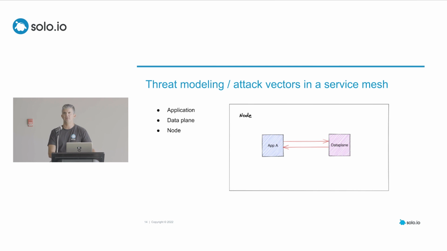So we have to think about what are the areas of attack and how could this be compromised? And there are 3 main areas that we think of where if there are attacks and if there is compromise, then we have issues. The first is the application.